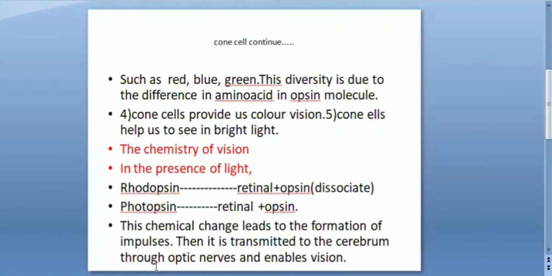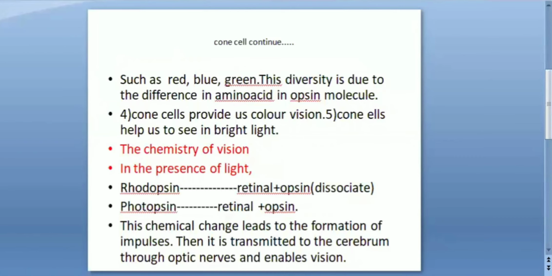Cerebrum can help us to see things. So cerebrum coordinates and gives us the sense of sight. So here the chemical change leads to the formation of impulses. It is transmitted to the cerebrum through optic nerves and enables vision.